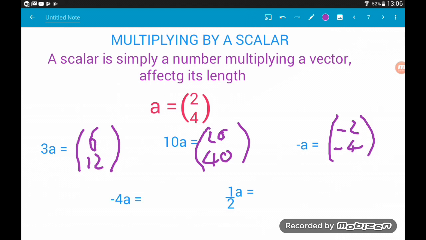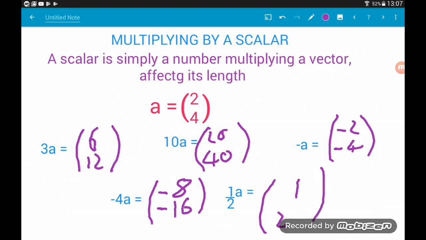What about minus 4A? Well, then we're just multiplying each of the parts of the vector by minus 4. So minus 4 times 2 is minus 8. Minus 4 times 4 is minus 16. And then we've also got 1/2 A. So we're just halving both parts of our vector. So half of 2 is 1 and half of 4 is 2. So that's what happens when we're multiplying our vectors by a scalar. We just multiply each part of the vector by the number on the outside.